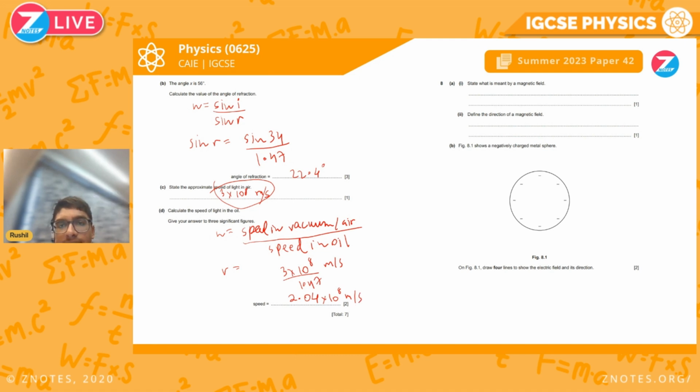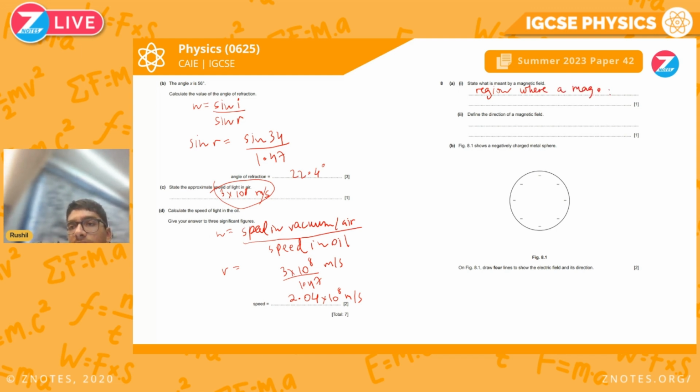Question 8 asks us, state what is meant by magnetic field. A magnetic field is a region where a magnetic pole experiences a force.